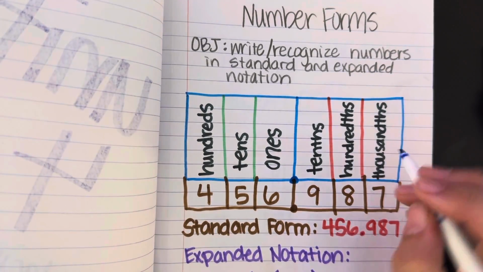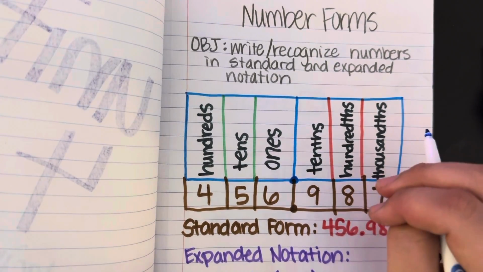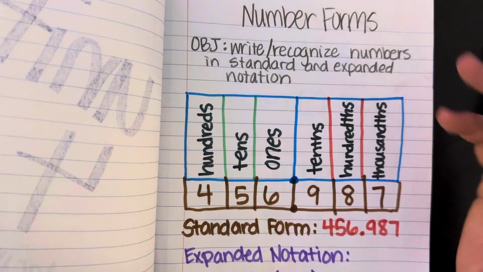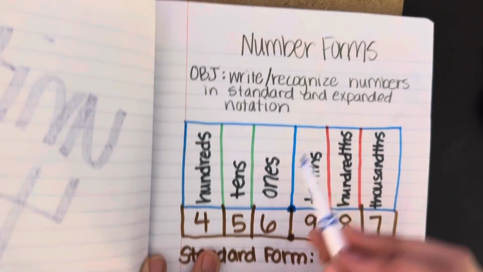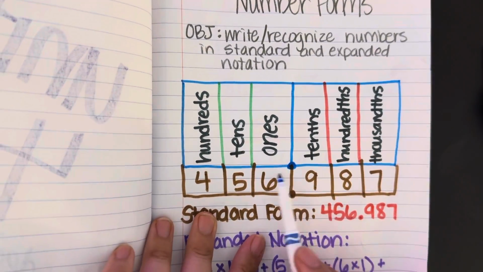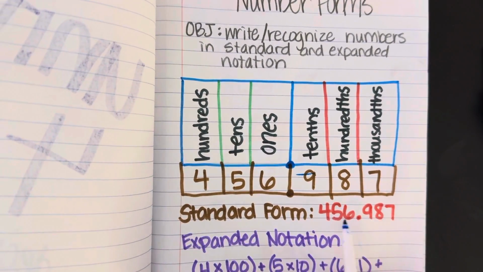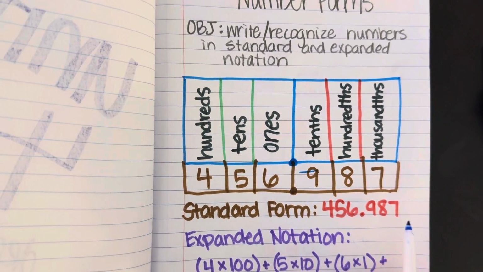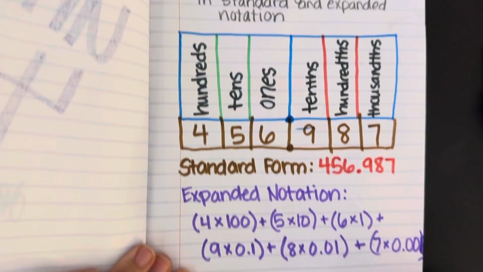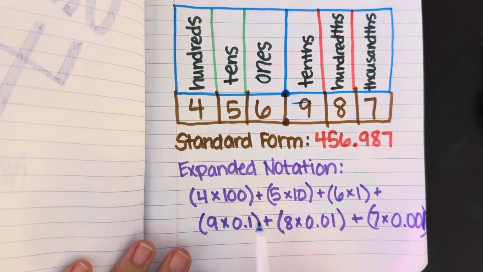There are two ways that they are responsible for knowing how to represent numbers in 5th grade. One is standard form. That's just a regular number. So I put it in the place value chart, but then standard form is just right here, 456 and 987 thousandths. The next way is expanded notation.